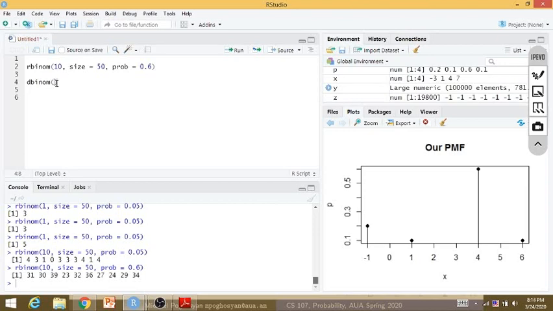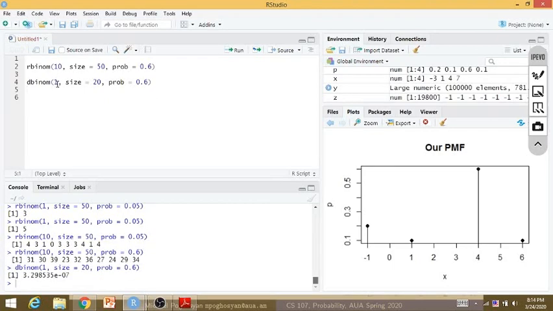So I will calculate the value of PMF at the point 1, say. Size is, let me take a smaller number, 20, do 20 trials. Probability is 0.6 again. So if I calculate this, this is the value of PMF at 1. So the probability of having exactly 1 success in 20 trials, when the probability of each success is 0.6. So very low chances that we will have exactly 1 success.